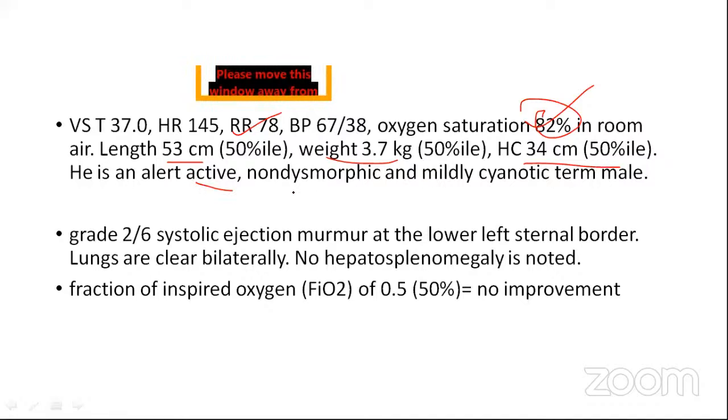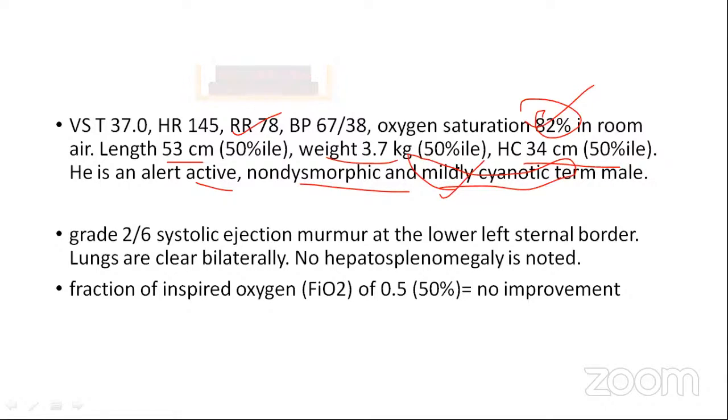The child is alert, there are no dysmorphic features, and the child is a term baby who is mildly cyanotic. So what do you think at this point? Pawan is there, yes? Tachypnea, sir. Good. Tachypnea and cyanosis. How do you relate these? Tachypnea, cyanosis, and desaturation, which is hypoxemia.